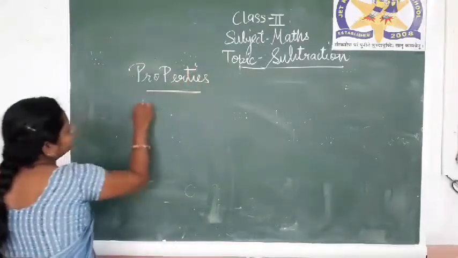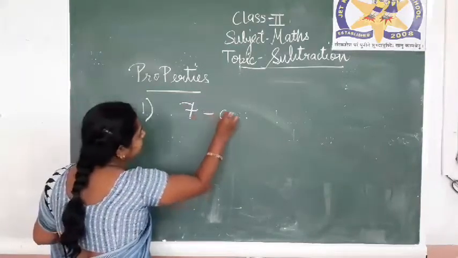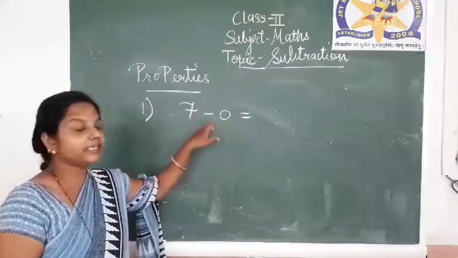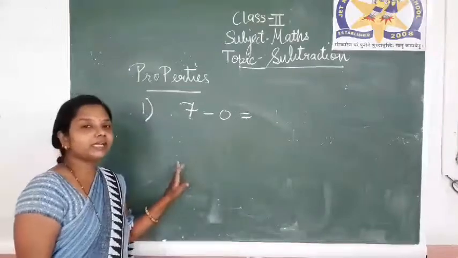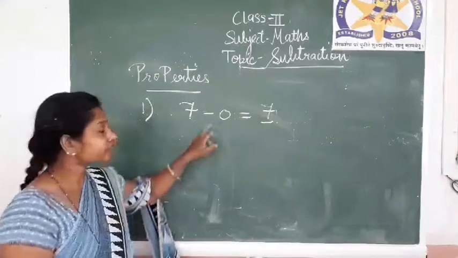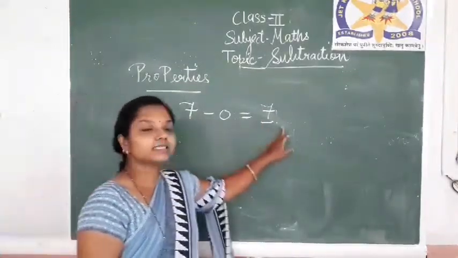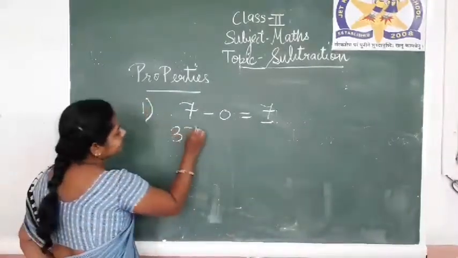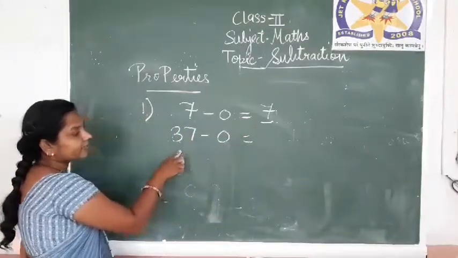Means what? For example, I am subtracting 7 minus 0. Zero has no value. I am subtracting nothing from 7. So what will be the answer? Nothing has gone from 7. So the answer will be 7 itself. So when you subtract 0 from any number, the answer is the number itself. Again, 37 minus 0 means nothing is being taken away from 37.